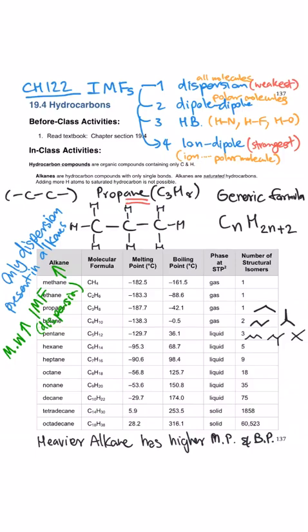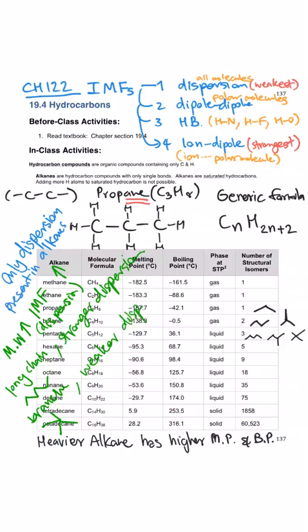And another one is the structure. When you have a long chain structure like this, compared to a branched one that looks like this, the long chain structure would be able to interact with each other with greater interaction. Therefore, the long chain molecular structure would have a stronger dispersion. And if you have a branch, it would have weaker dispersion.